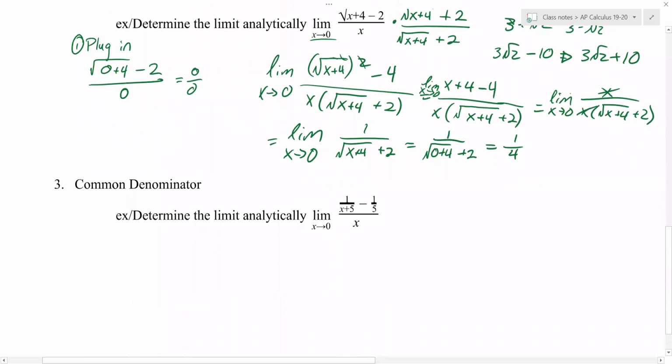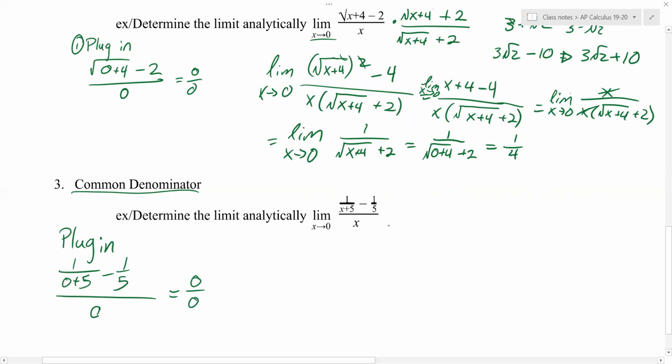Okay, the last way that we're going to learn is with a common denominator. This is used when you have ugly fractions within fractions. So to get rid of them, you're going to multiply by the common denominator. The common denominator, well, first actually plug in. So we get 1 over 0 plus 5 minus 1 over 5, over 0. Well, that will be 1 over 5 minus 1 over 5, which is 0 over 0.